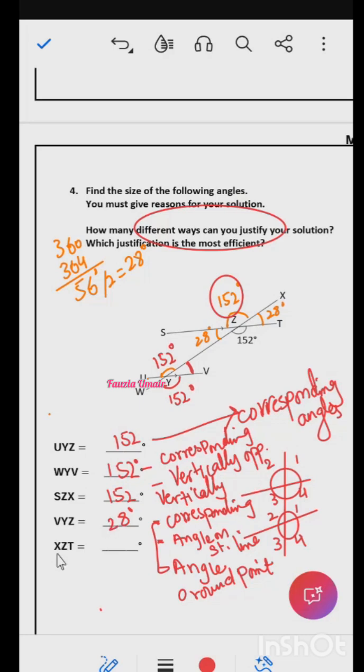So now last one, XZT. So this is XZT, this angle. What would be the justification of this angle? Ma'am, ये हमने angle कैसे निकाला? Angle at a point and angle on a straight line also. Very good. Very good.